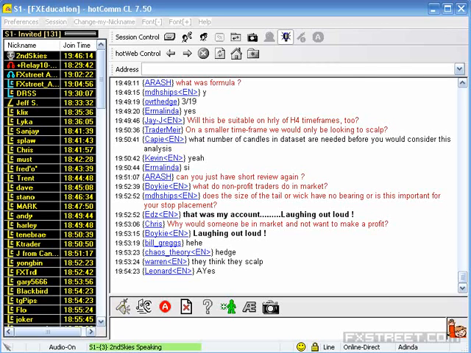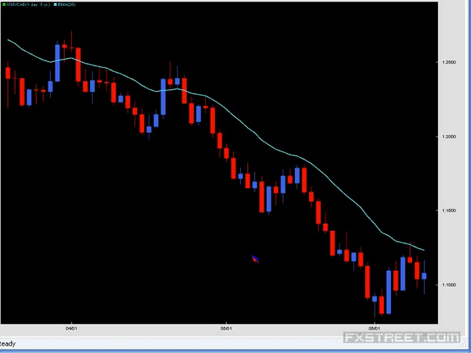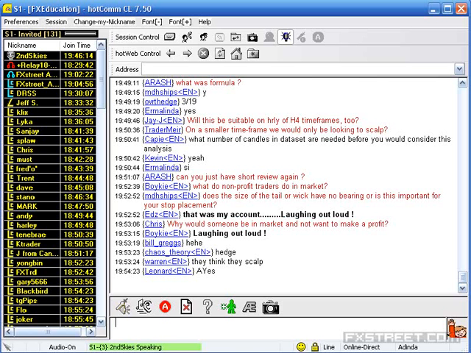Okay, here's the beauty of this frequency and rhythm. Again, it actually doesn't care about structure. It doesn't care about structure. Why? And I'm going to go to a question. Does the size of the tail or wick have no bearing, or is this important for your stop placement? This is a very good question.